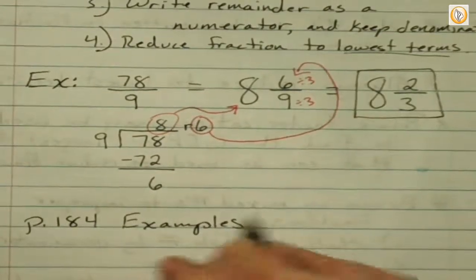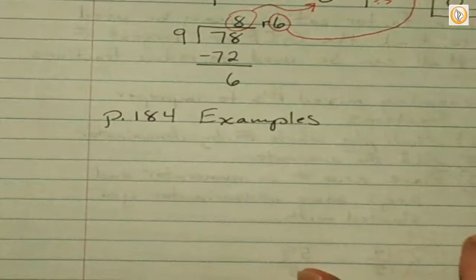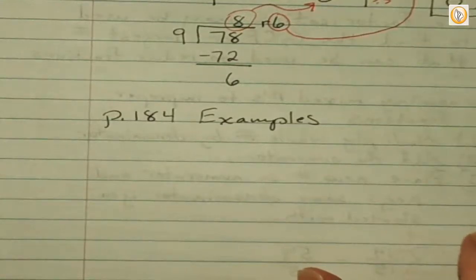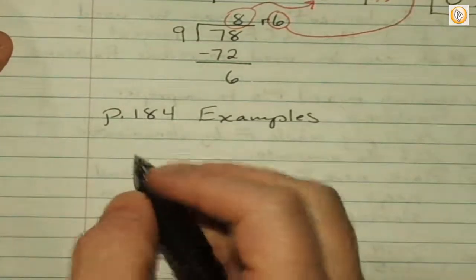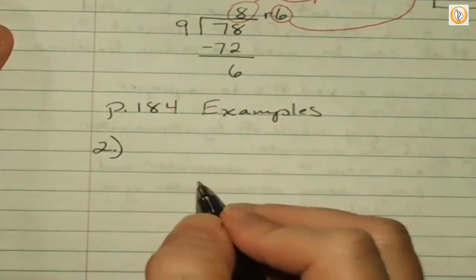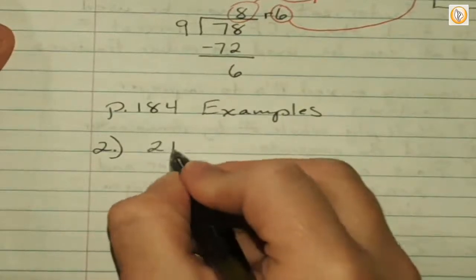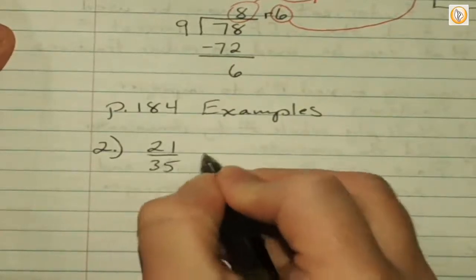Are we going to do some of it on our own? Well, yeah, you can have independent work. And I only have a few examples. Don't panic. We wasted a lot of time. All right, number 2. It says rename each fraction in lowest terms. 2 is 21 over 35.